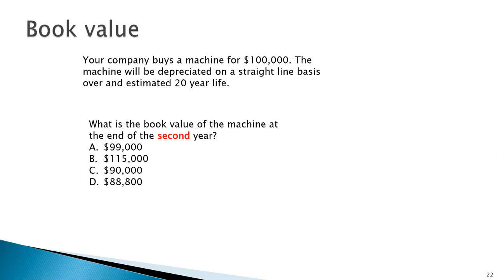By the same logic, at the end of the second year, we take another $5,000 off, and so the book value at the end of the second year will be $90,000. It will continue on that way. The book value will go down $5,000 a year, and if you keep the machine for 20 years, it'll go down until it reaches zero in the 20th year.